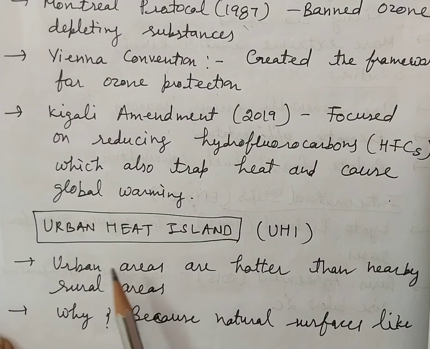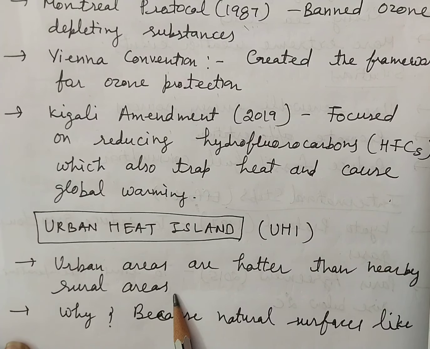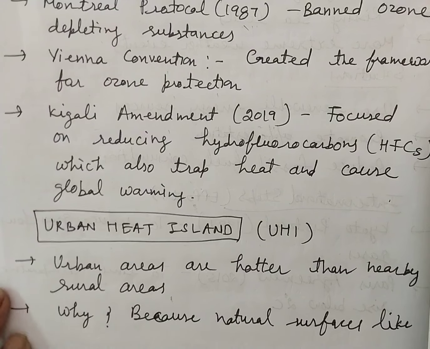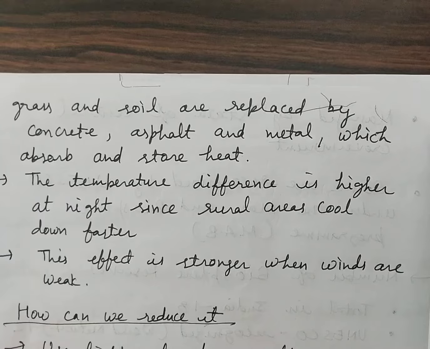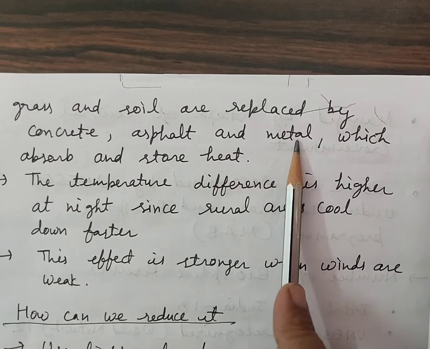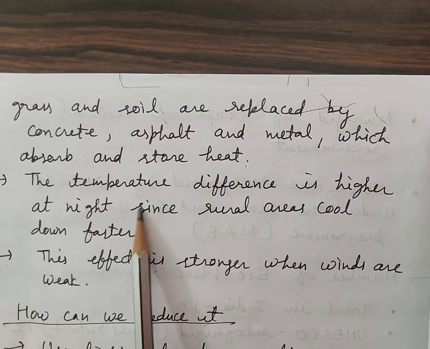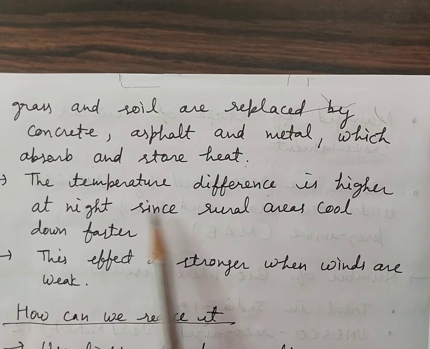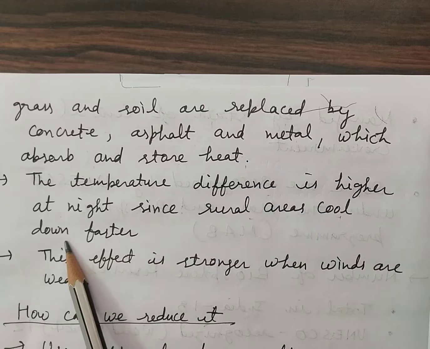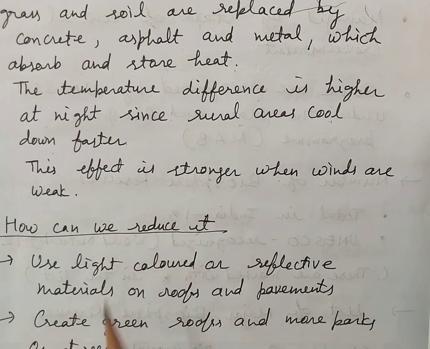Now coming to the next topic, that is urban heat island. Urban areas are hotter than nearby rural areas. Can you tell the reason why? Because natural surfaces like grass and soil are replaced by concrete, asphalt and metal, which absorb and store heat. The temperature difference is higher at night since rural areas cool down faster. This effect is stronger when winds are weak.